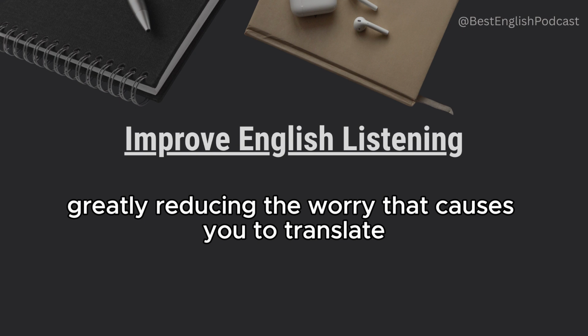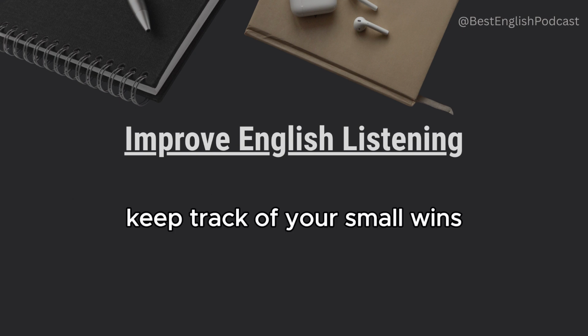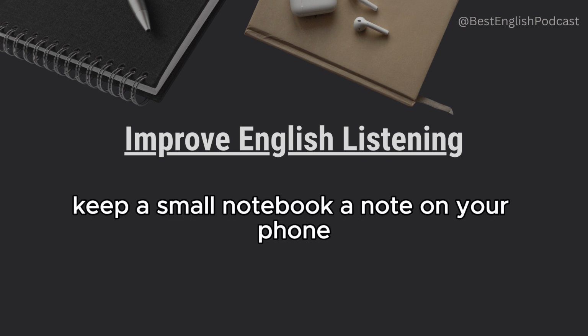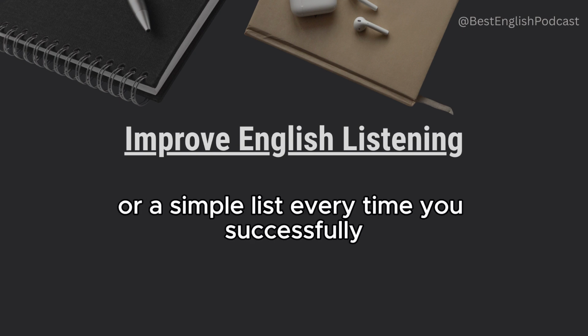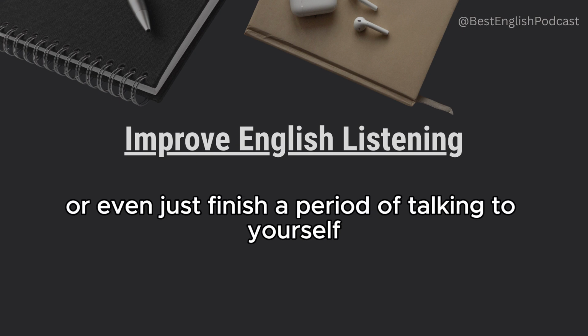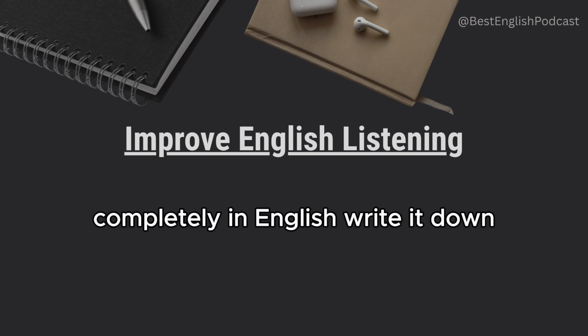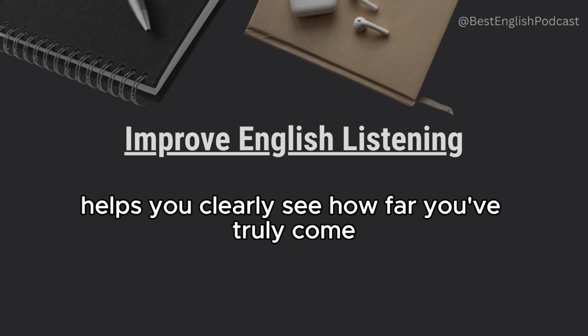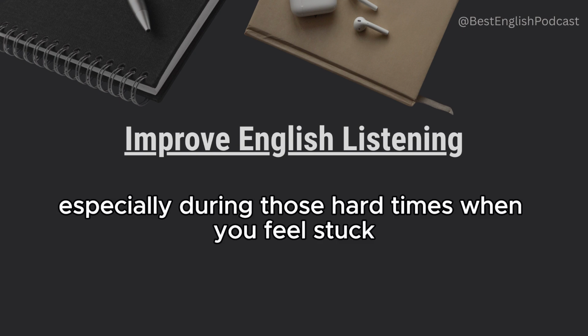Keep track of your small wins. This is a clear way to see how much you're growing. Keep a small notebook, a note on your phone, or a simple list. Every time you successfully use a new phrase in your thoughts, easily understand a quick conversation, have a short chat in English, or even just finish a period of talking to yourself completely in English, write it down. This visual reminder of your steady progress helps you clearly see how far you've truly come, especially during those hard times when you feel stuck.